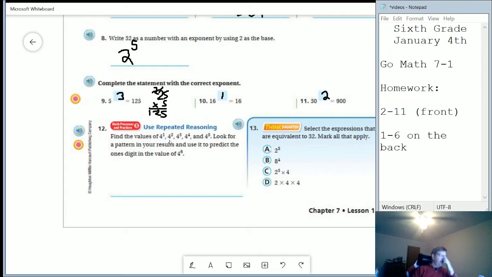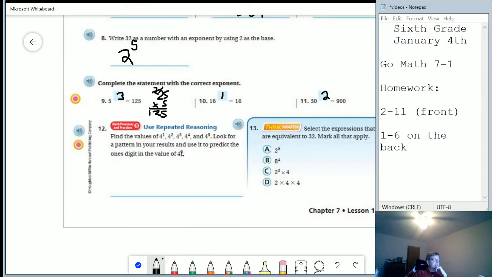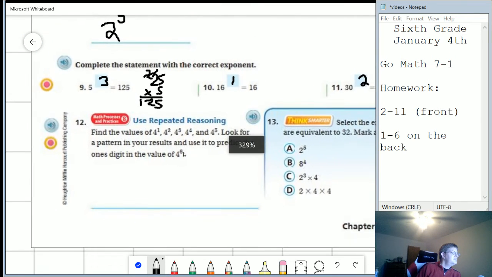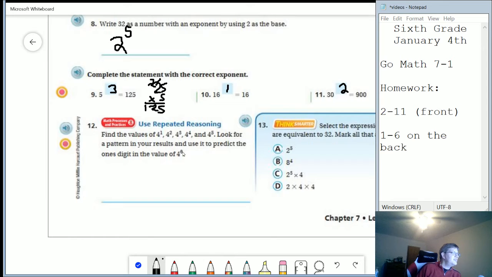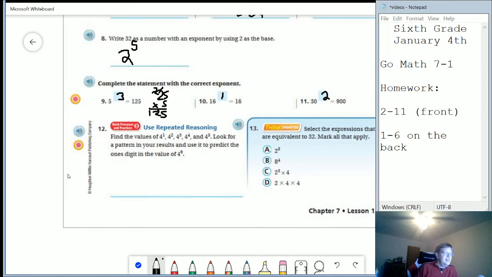All right, number 12. We want to find the values of 4 to the 1st, 2nd, 3rd, 4th, and 5th. And then we want to look for a pattern that can help us figure out what the answer for 4 to the 6th power should be. I believe that is a 6. If it's an 8, I apologize, but it looks like a 6 on my tiny little screen. They make these so small. It doesn't look like it's even on the top and bottom, so that's why I'm guessing it's a 6. You guys are probably in your book looking at it like, hey, Mr. Parks, this is really easy to figure out. It's really small on my screen and hard to read.